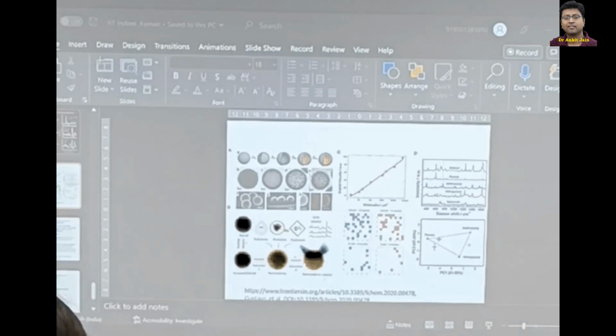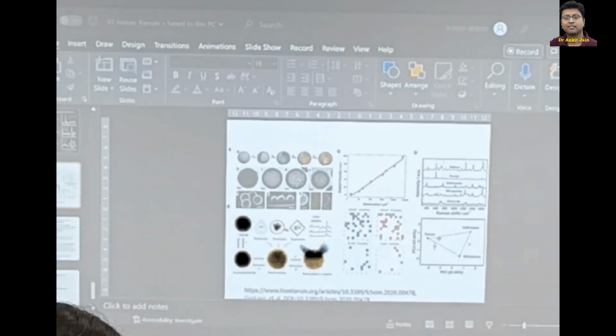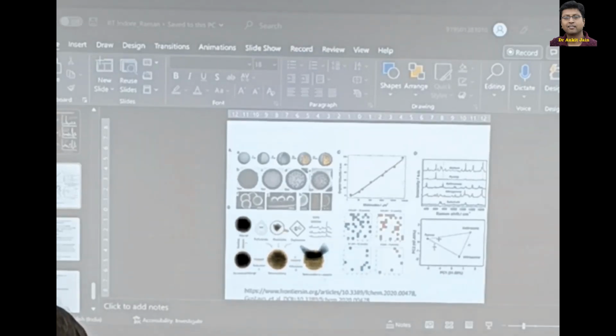Okay, ma'am. Because for an asymmetrical molecule, you said you can't use Raman. That's why I was asking. No, you can do Raman, but the signal will be weak. Signal will not be strong. Okay. The signal comes but not for everything. The signal will be even weaker. Okay, ma'am. Thank you.